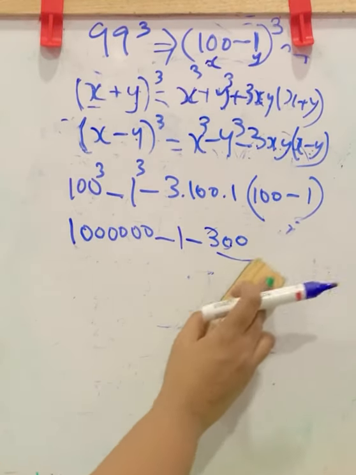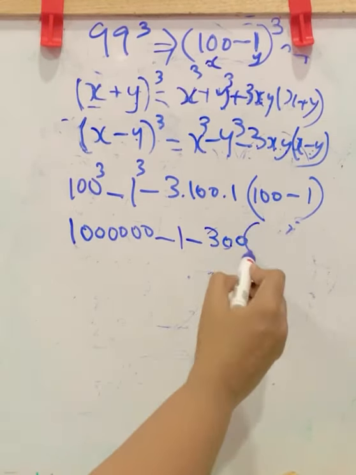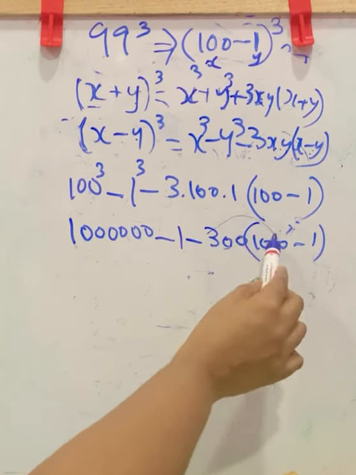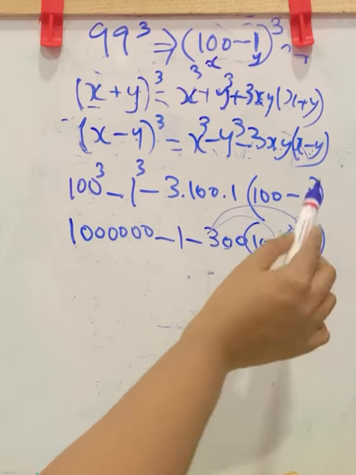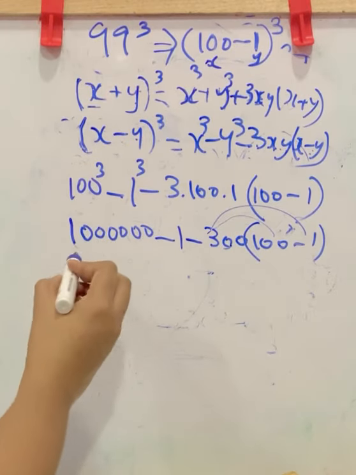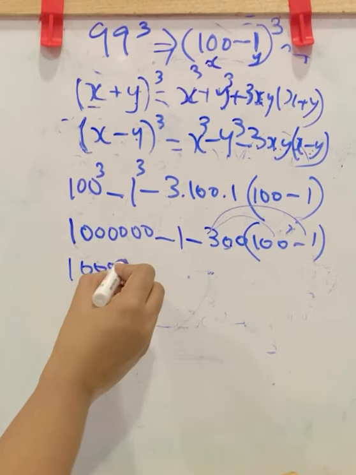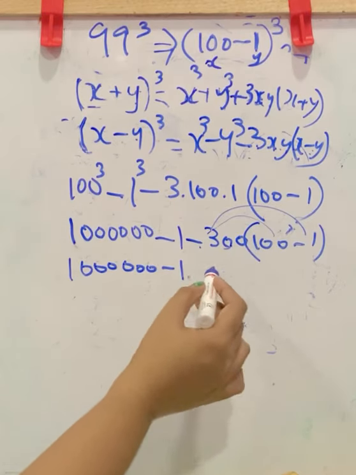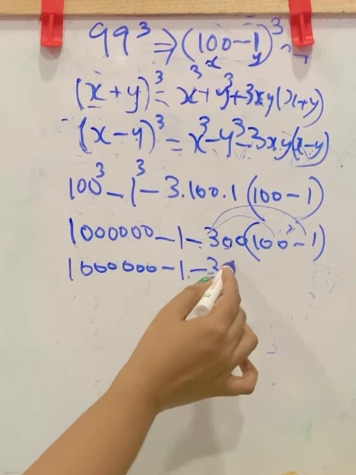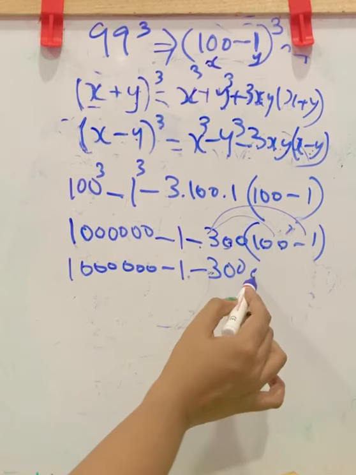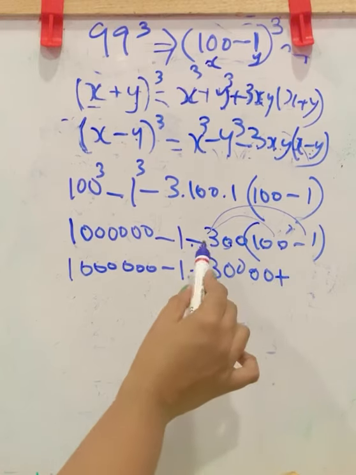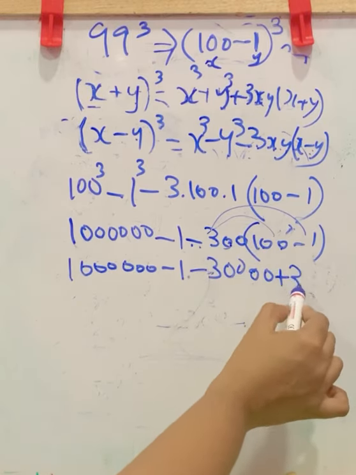It is better to keep this bracket like this, 100 minus 1, because you can multiply or distribute like this. It is easier. I will show you. Here is 10 lakhs minus 1. Now minus 300 into 100 is minus 300 from this and 2 zeros from here. And minus into minus is positive, 300 into 1, 300.